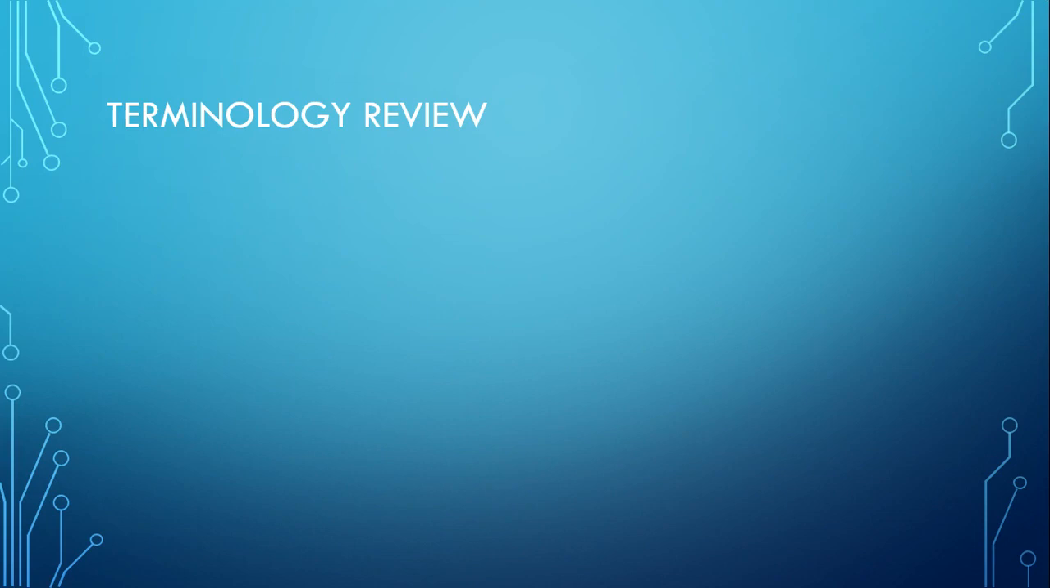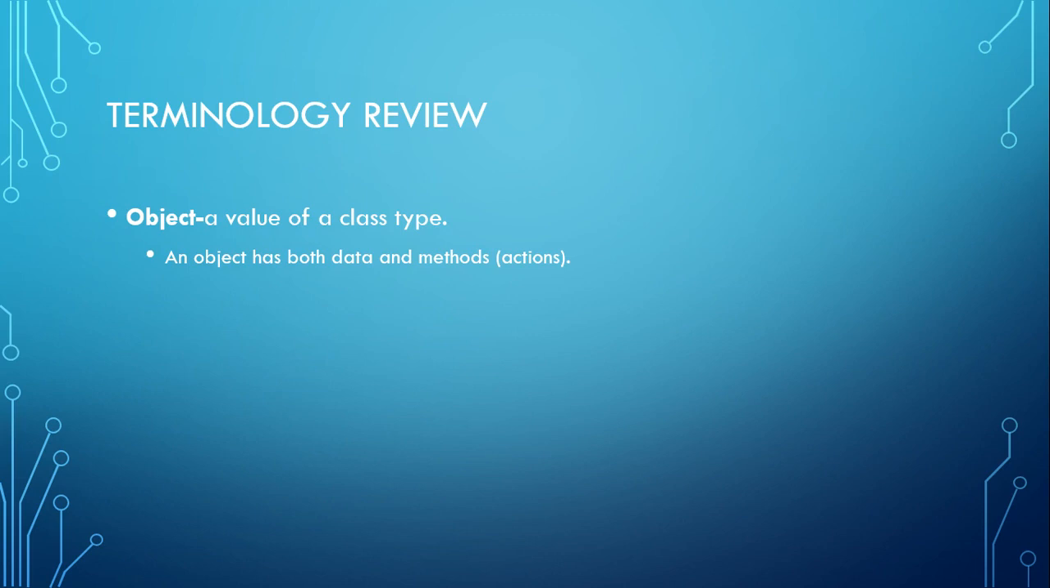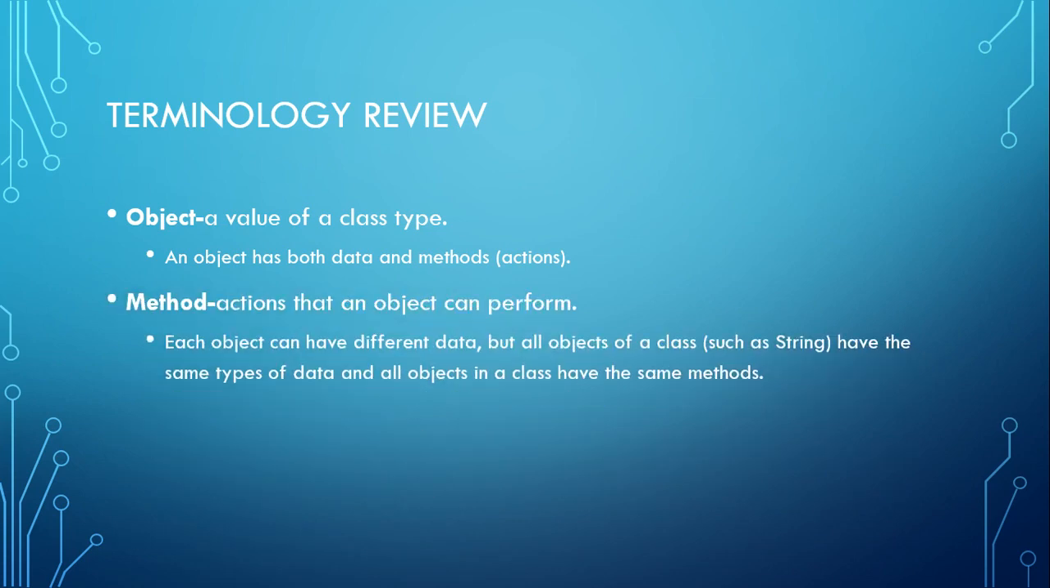All right, let's review the terminology before we jump into classes. The first thing is an object. An object is a value of a class type, and an object has both data and methods, or actions. We'll get more into methods as we start diving into this chapter. Speaking of methods, those are actions that the object can perform. Each object can have different data, but all objects of a class, such as String, have the same types of data, and all objects in the class have the same methods.